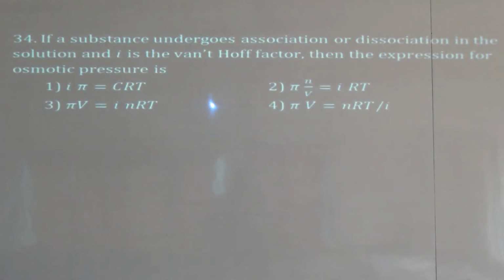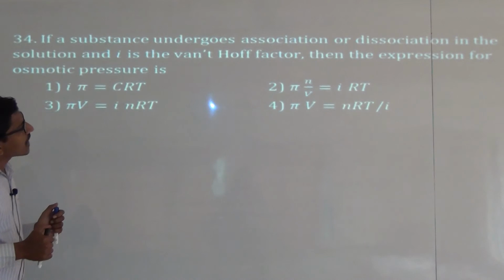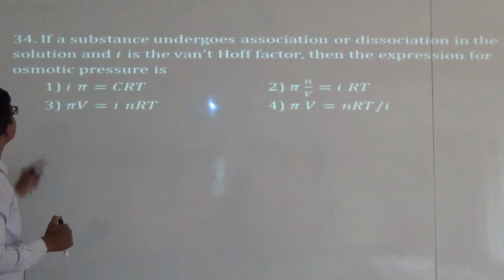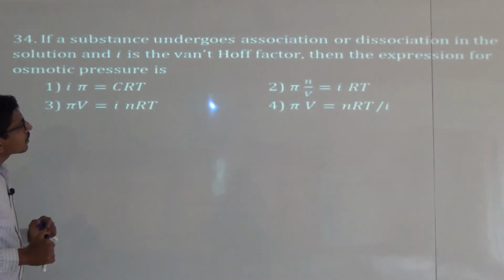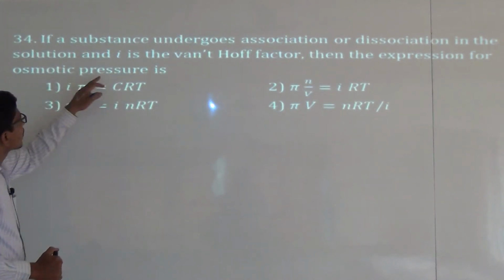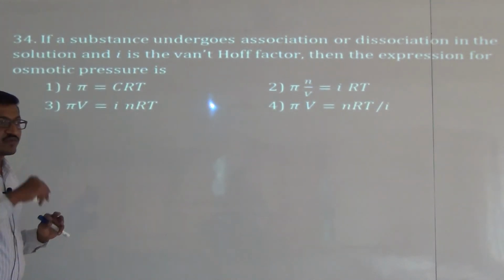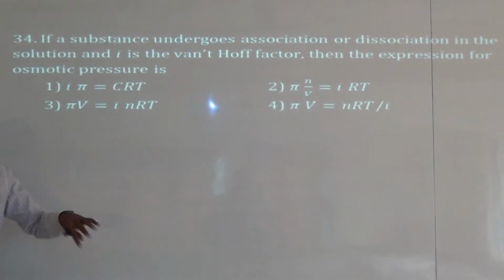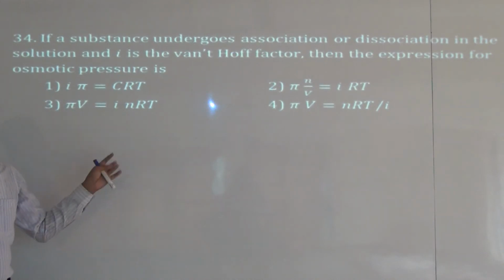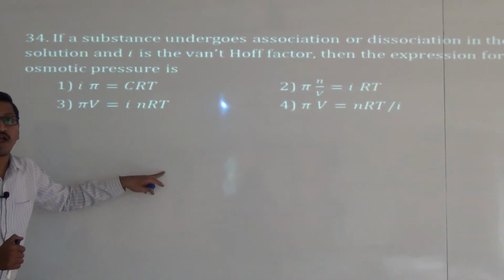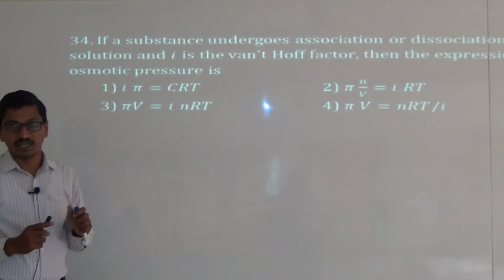Next question is, if the substance undergoes association or dissociation in the solution and i is the van't Hoff factor, then the expression for osmotic pressure is, if the solute undergoes association or dissociation, the abnormal molar mass can be eliminated by introducing van't Hoff factor to all the colligative properties.